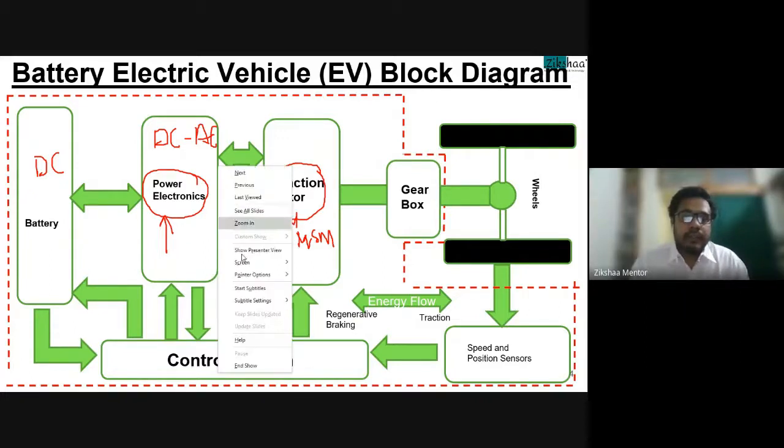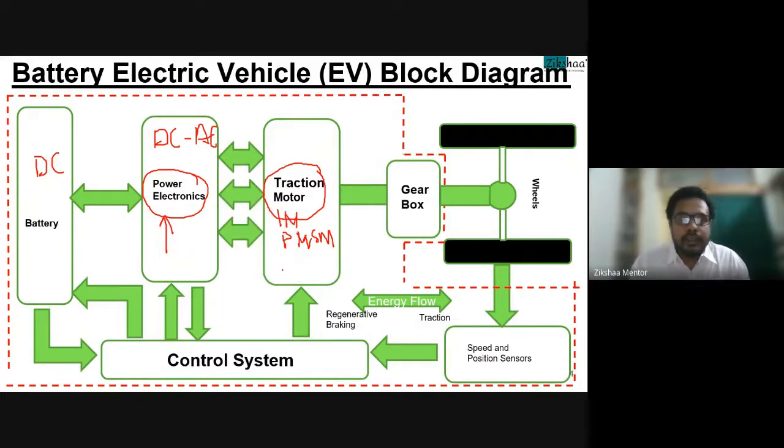Even if we have a brushed DC motor, which is not that much used, we still need power electronics so that it can regulate the DC. So we have something called a DC to DC chopper. So power electronics is also a major part of an electric vehicle drivetrain.